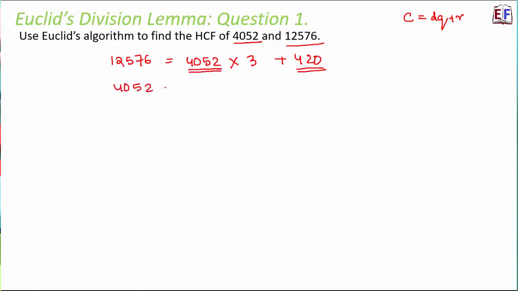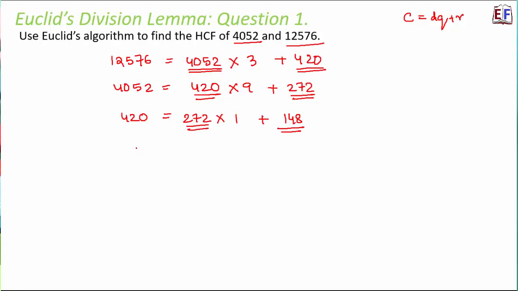So the second step will be 4052 is equal to 420 into 9 plus 272, and you will see with each step the value of the remainder is decreasing, right? Again not equal to 0. So we will apply it to D and R, that is 420 and 272. So this is 420 is equal to 272 into 1 plus 148. Again not equal to 0. Therefore for D and R, we will apply the same lemma. So 272 is equal to 148 into 1 plus 124. Again not 0. So again we'll apply to these two. So 148 will be equal to 124 into 1 plus 24.